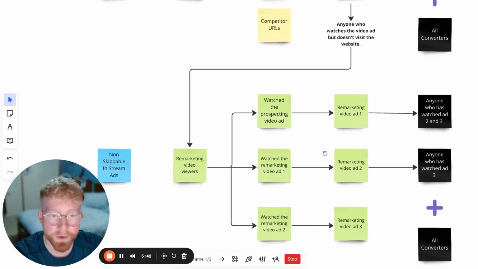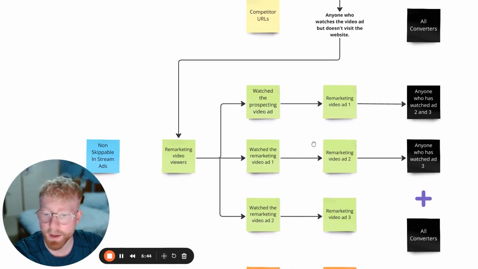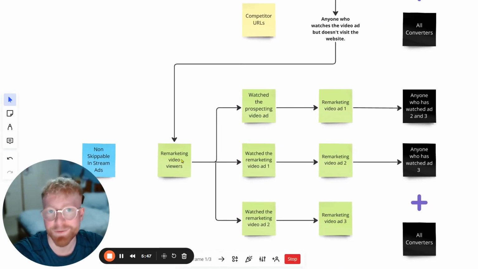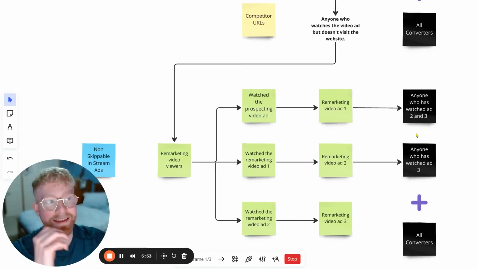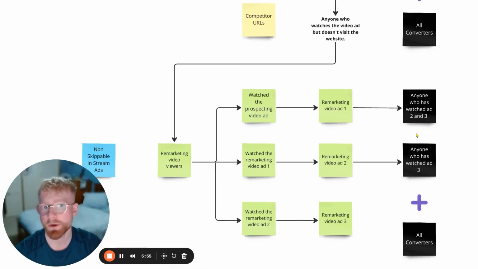So the purpose of this campaign, it's called remarketing video viewers. So you probably know what this campaign would do. And that is, we want to target anyone who watched the prospecting video.